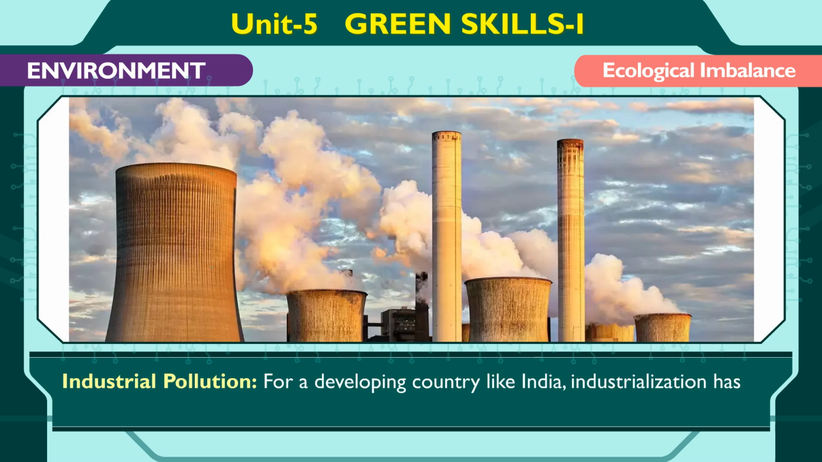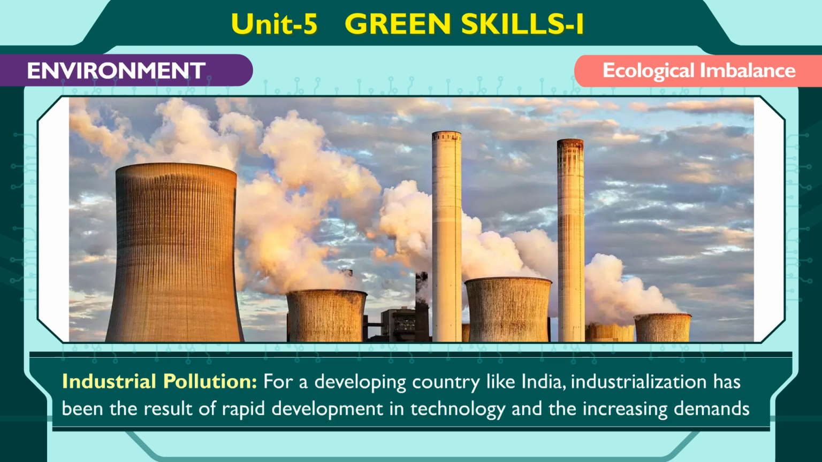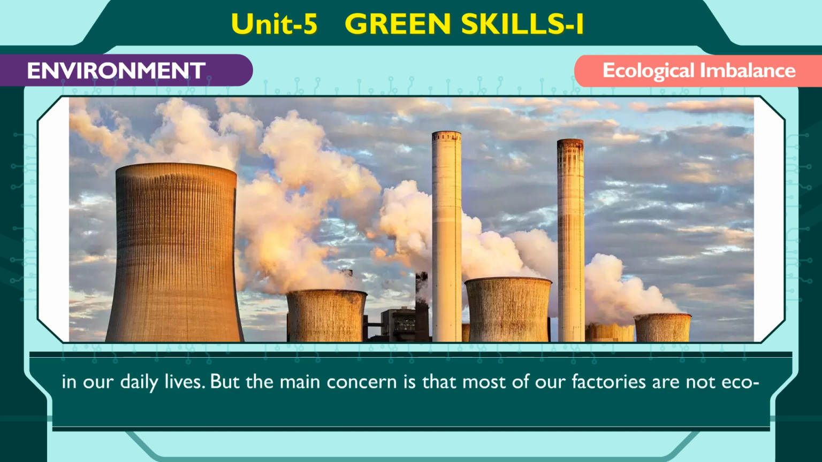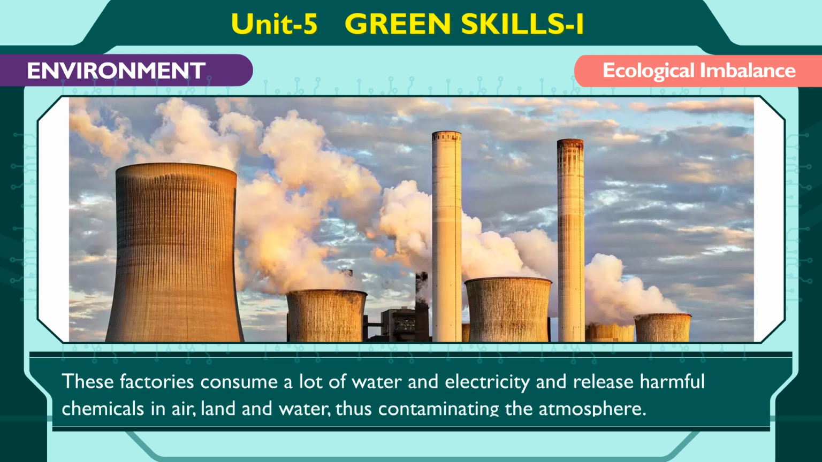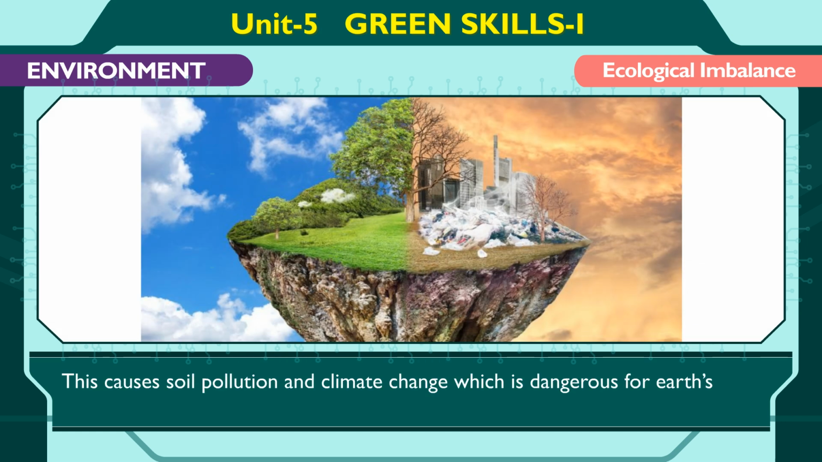Industrial pollution. For a developing country like India, industrialization has been the result of rapid development in technology and the increasing demands in our daily lives. But the main concern is that most of our factories are not eco-friendly. These factories consume a lot of water and electricity and release harmful chemicals in air, land, and water, thus contaminating the atmosphere. This causes soil pollution and climate change, which is dangerous for Earth's biodiversity.